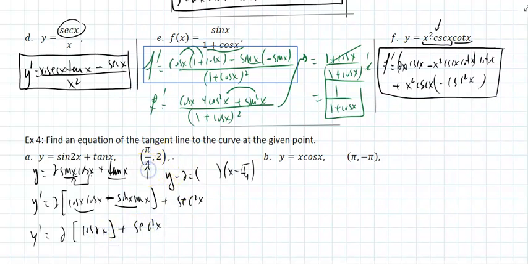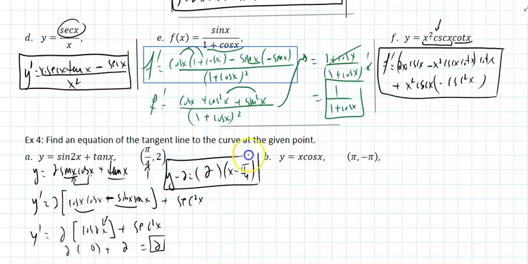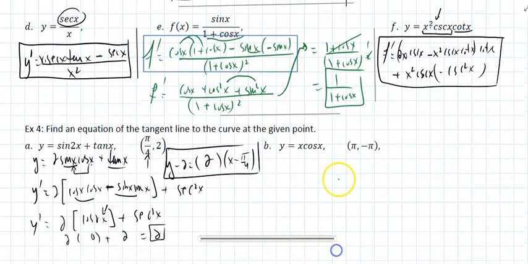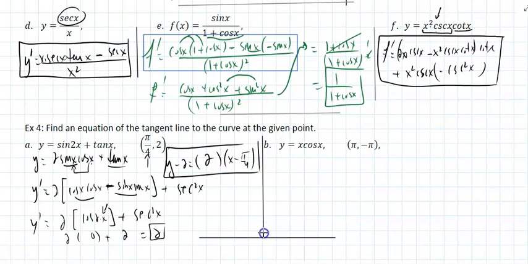At pi over 4, this is 2 times pi over 4 is pi over 2, that's a 0. Secant of pi over 4 is radical 2 squared, that's a 2, so that turns out to be a 2. Done. Some trig. And if you ever were in doubt, there's 45 degrees, 1, 1, radical 2. Secant is the hypotenuse over the adjacent. Radical 2 over 1. When you square it, you get a 2.